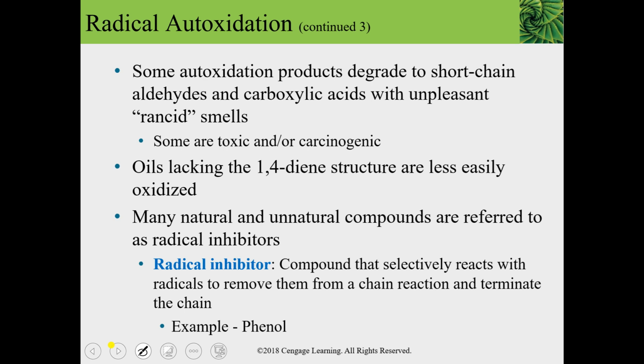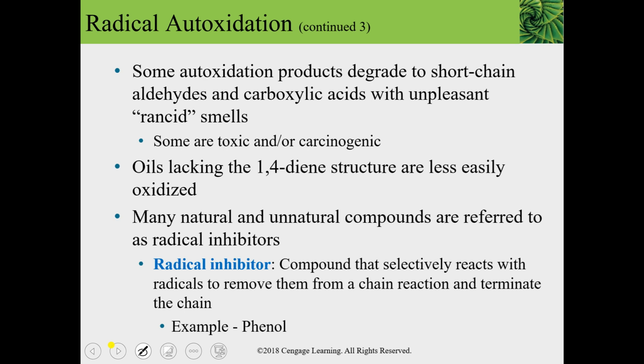So when we talk about this, first of all, these products degrade to short chain aldehydes and carboxylic acids very readily, very easily. You get that rancid smell. It's gross. It smells like rotten eggs many times. Some are toxic, and many are toxic and/or carcinogenic. So oils that lack the 1,4-diene structure are not very easily oxidized. That 1,4-diene structure is what drives this oxidation.